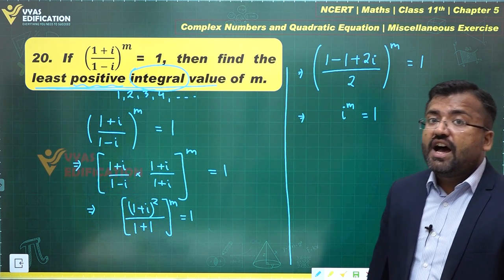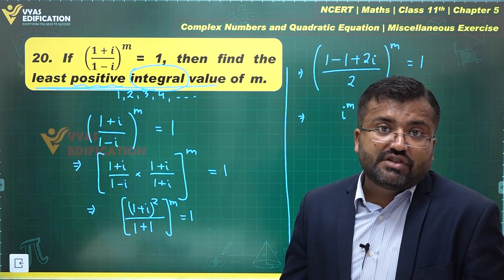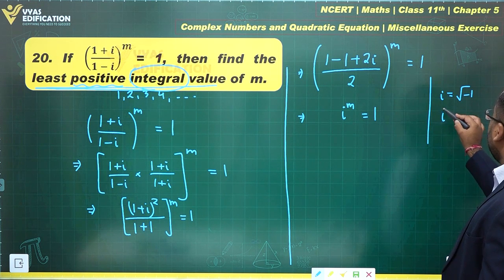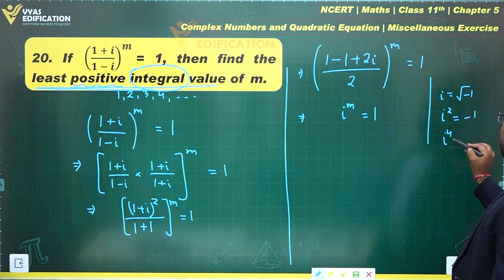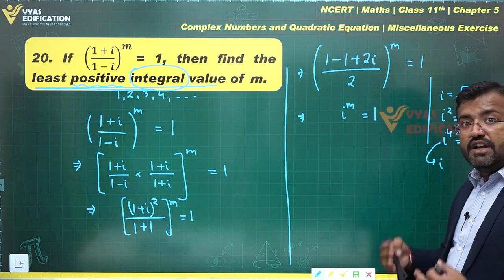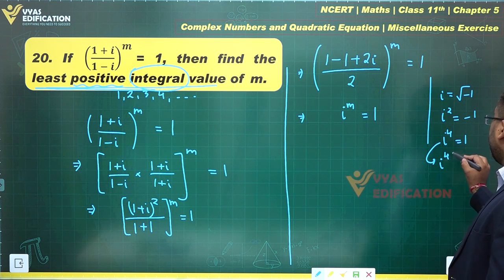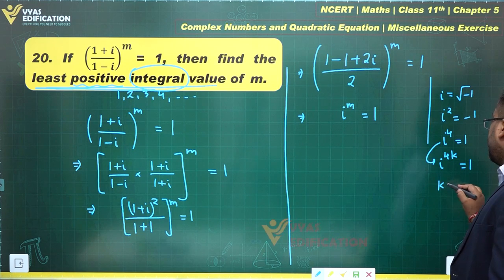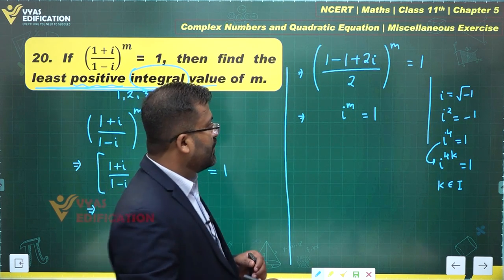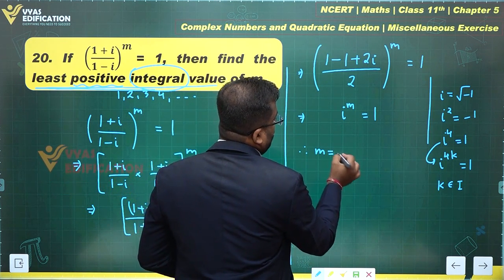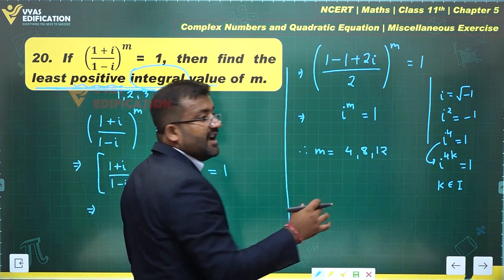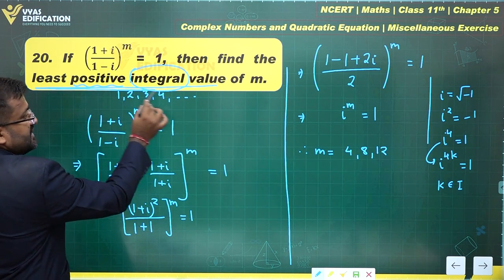Yes. And i power m equal to 1 can have many solutions. We remember that i is square root of minus 1, i square is equal to minus 1, and i power 4 is actually equal to 1. On the basis of this, we can say that any multiple of 4 power, that is i power 4k, is actually equal to 1, where k can be any integer, right? So any multiple of 4 is okay. Therefore, m can be equal to 4, 8, 12. Now these are positive integral solutions, mind you.